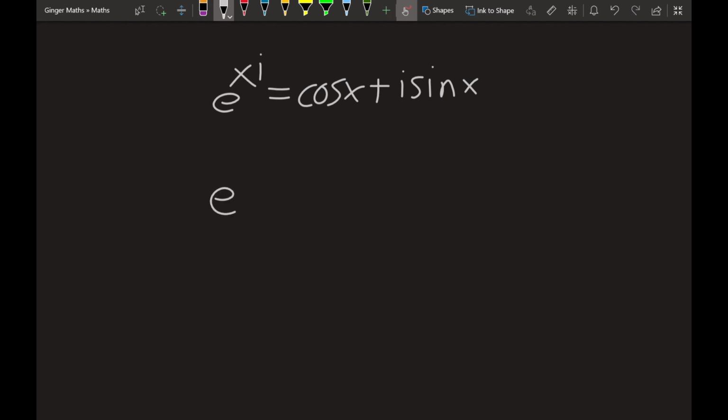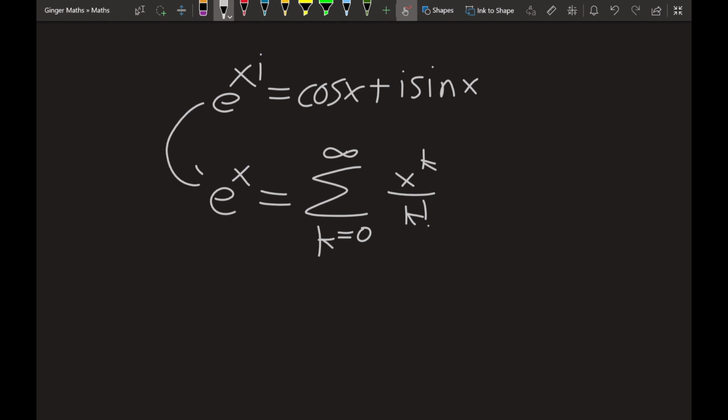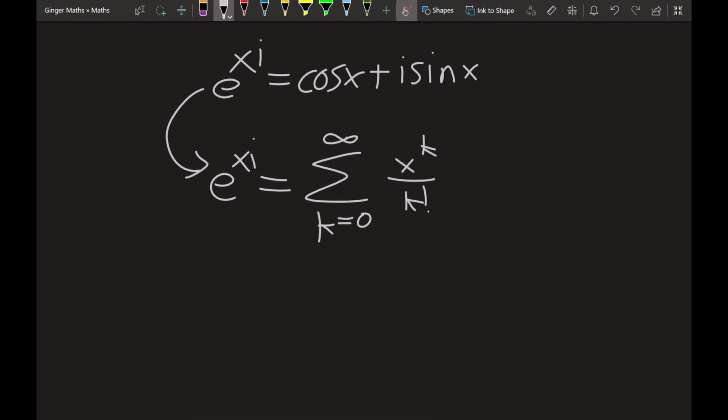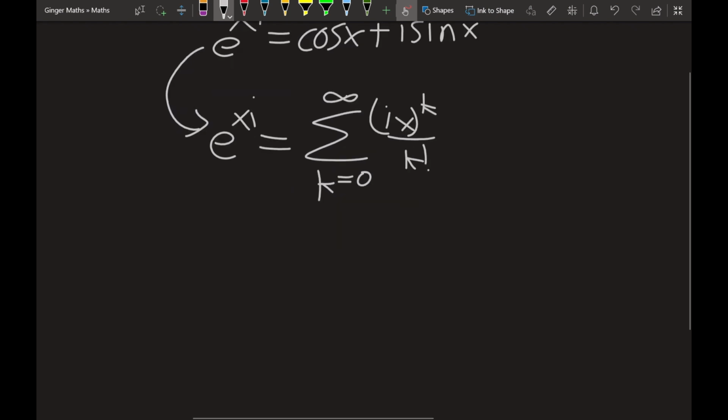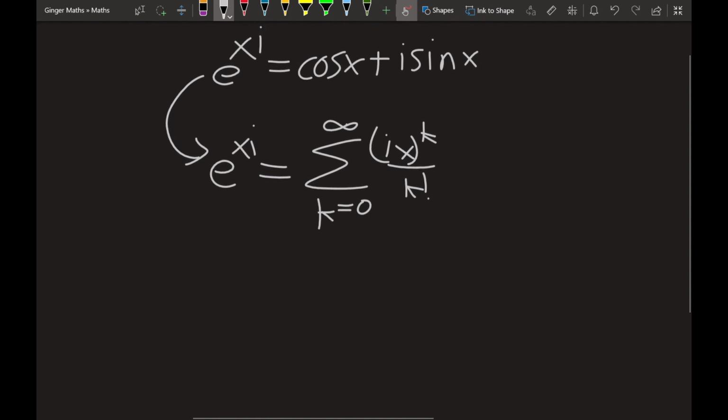The Taylor series for e to the x, as you might recall, is just the sum from k equals 0 to infinity of x to the k over k factorial. So to get from this to this using series expansion, all we really need to do is add an i here and add an i here, where the i is also being raised to the k power. And the thing that makes this extremely interesting is that we have this i to the k term here.